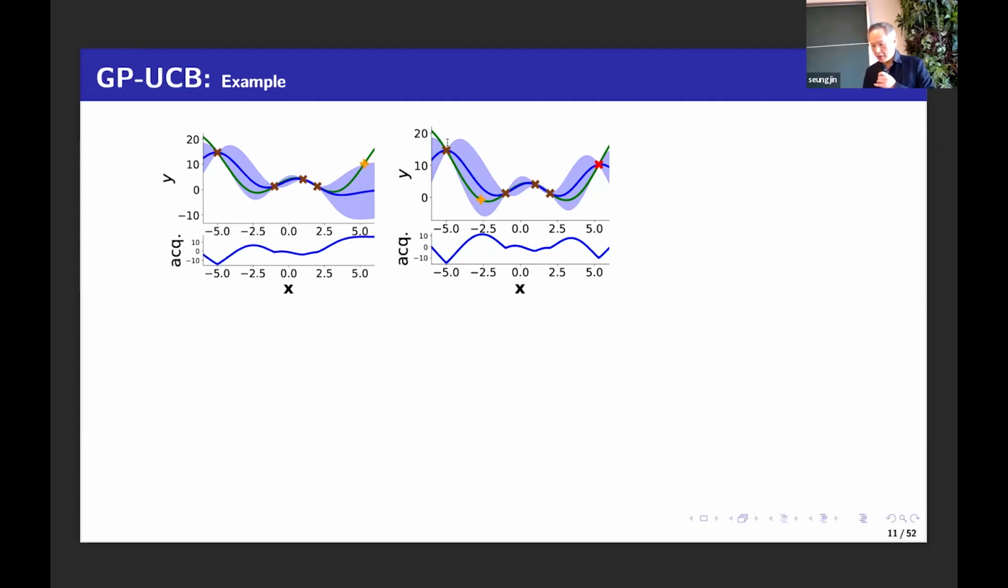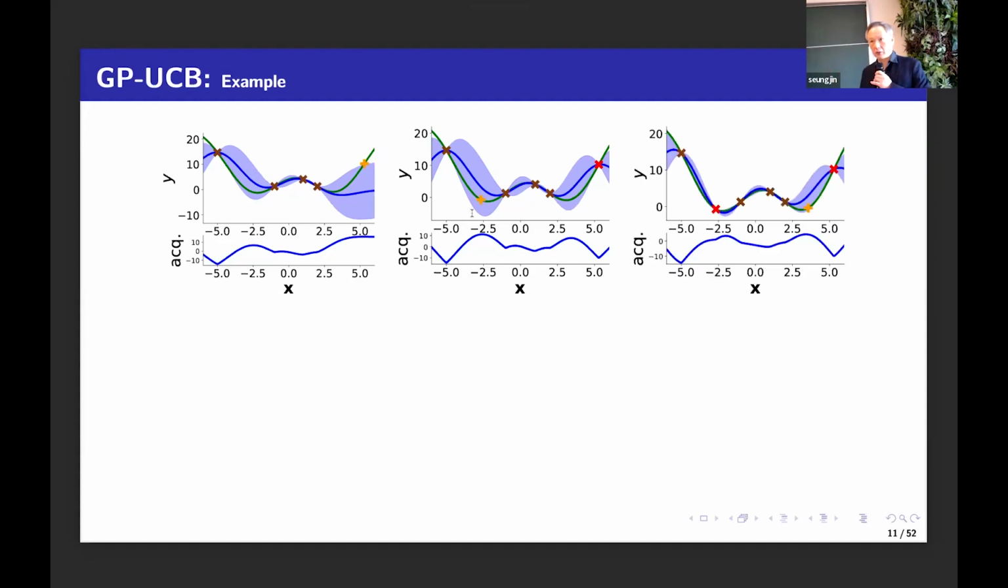So now we have one more labeled data point, and then we do the GP regression again. The posterior mean is changing, the blue color is the new posterior mean, and the variance will be changed. Then we construct the acquisition function again, the GP-UCB, and find the maximum, which is here. So we select this one, and then we do the GP regression again.